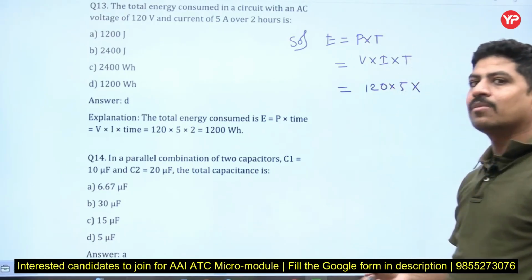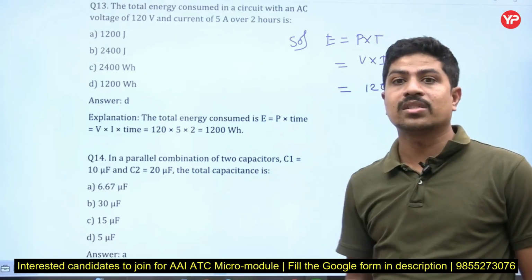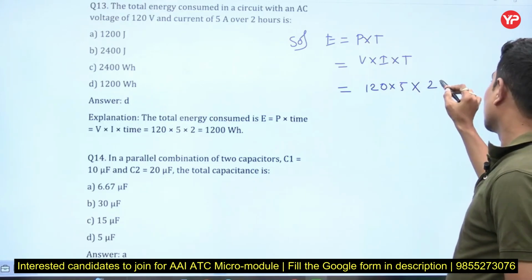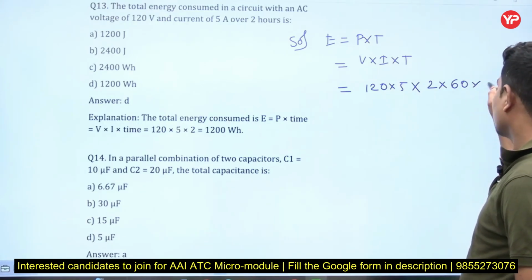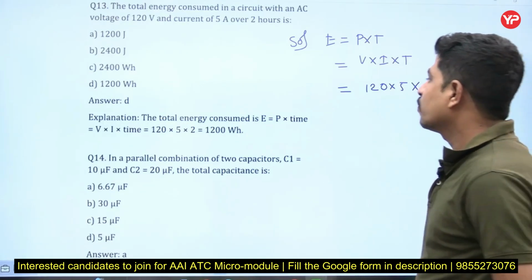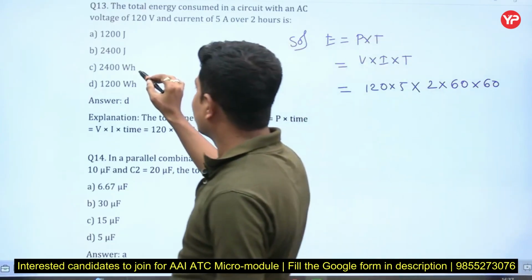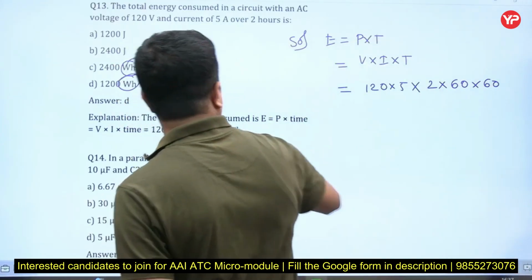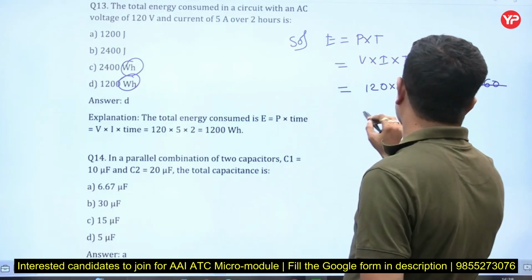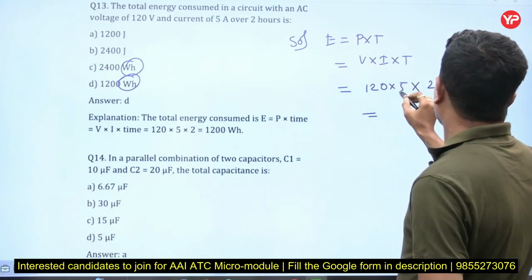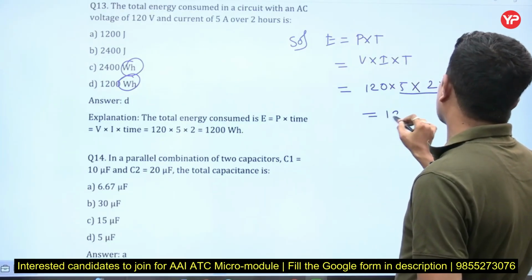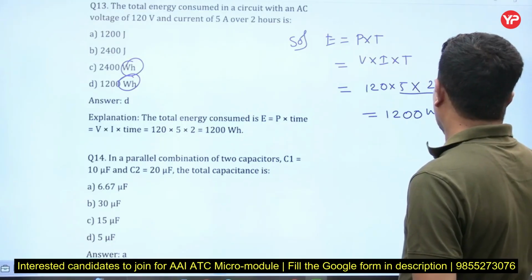But the time must be in terms of seconds. He asked 2 hours. Each hour is having 60 minutes, each minute is having 60 seconds. Now, if you multiply this, you get... Our options are in watt hours. So don't put this 60, 60. 120 into 5 into 2 is 10, that is 1200 watt hours.